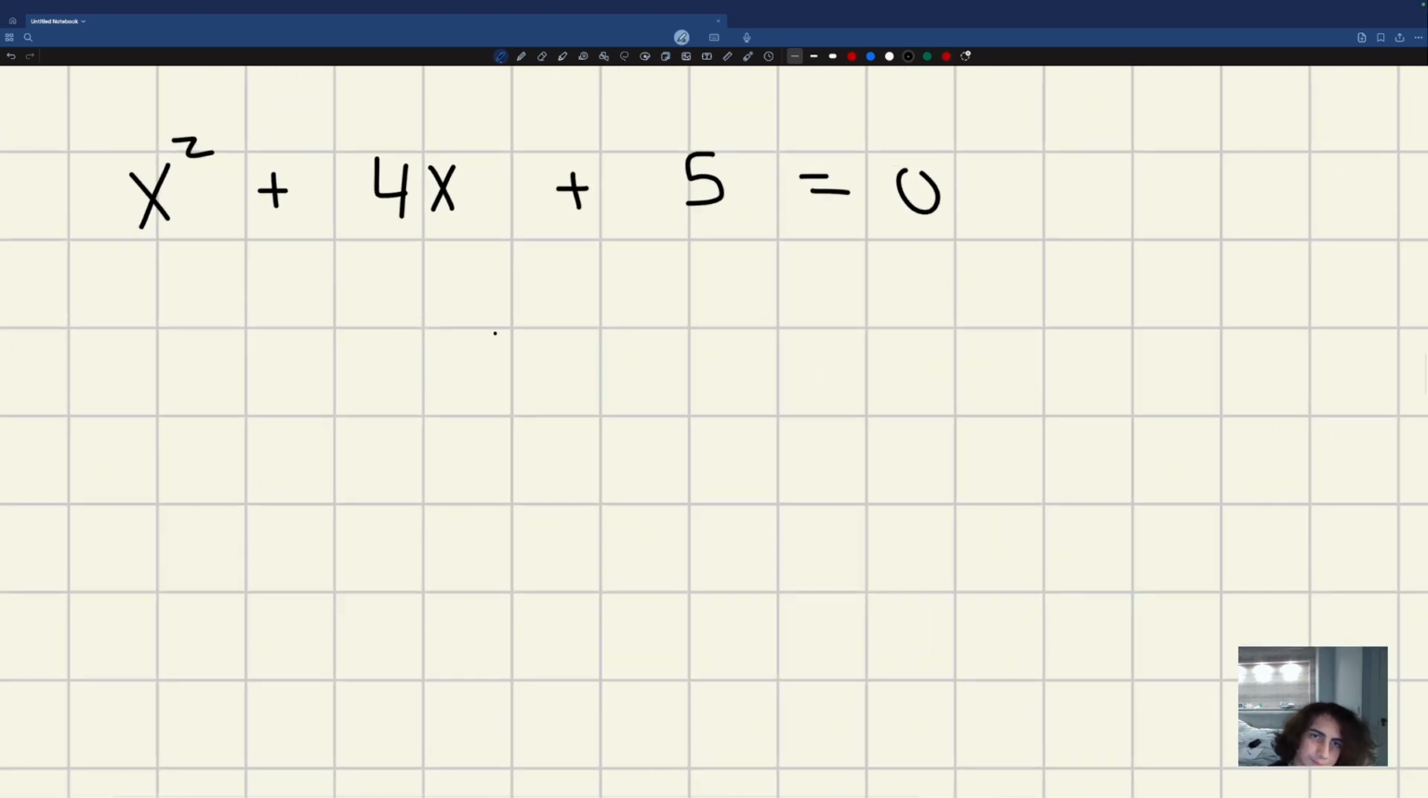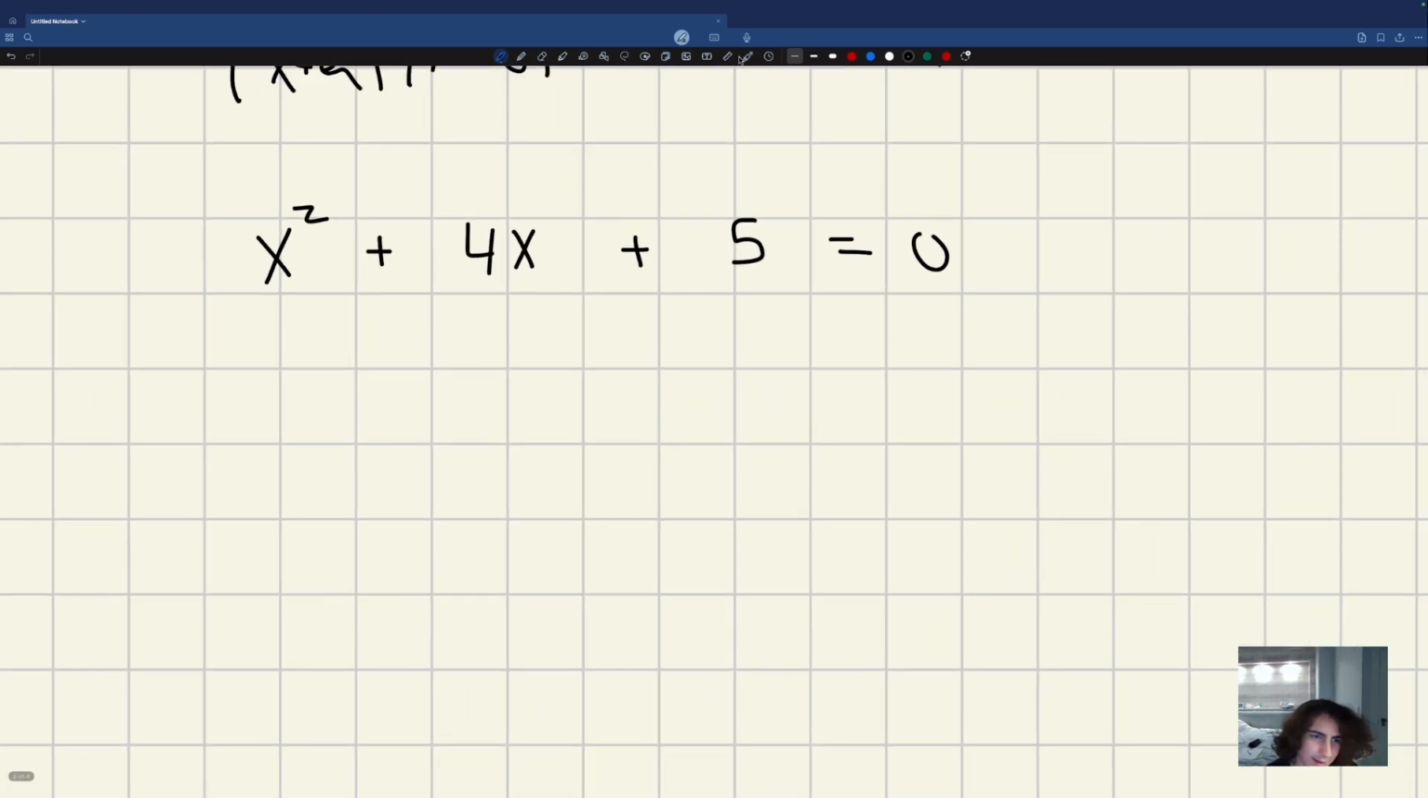We have to see how we can get x squared plus 4x in the result of squaring something. So in this case, it is pretty simple, right? We can pretty much see that it's x plus 2 squared. Why can we see that? Because x plus 2 squared gives us x squared plus 4x plus 4.